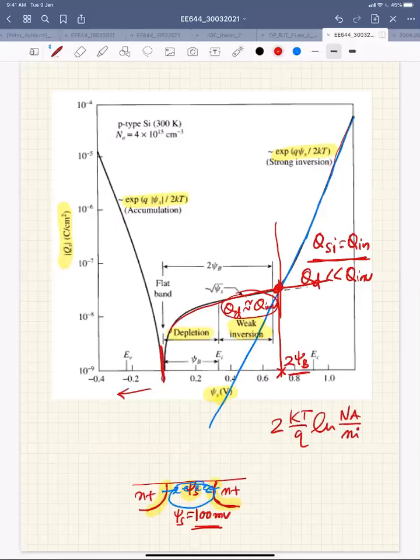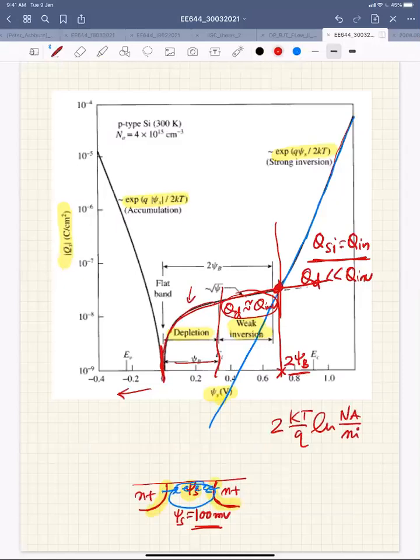But in the depletion region, we call it depletion, but there are electrons. That means this region is not fully depleted of carriers. There are electrons, but the number is very small, much smaller than your depletion charge, so we just neglect it. This is where we take the depletion approximation: the number of electrons is much smaller than the depletion charge.